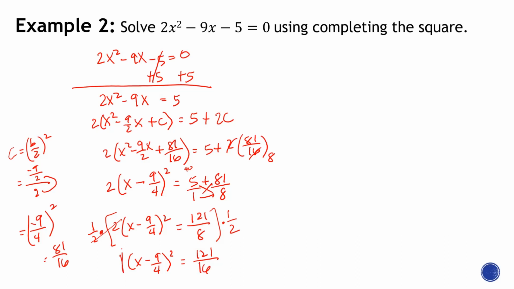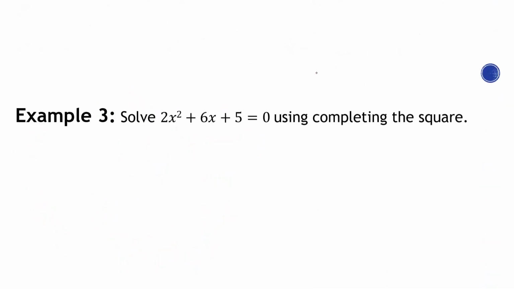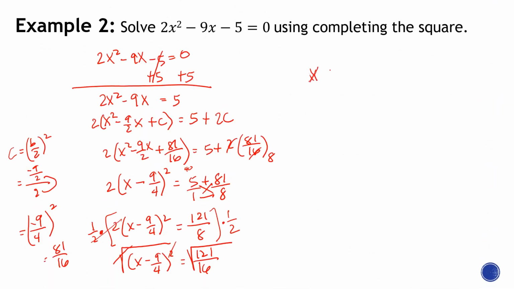Next, I'm going to take the square root of both sides, cross that out. So it's going to be x.